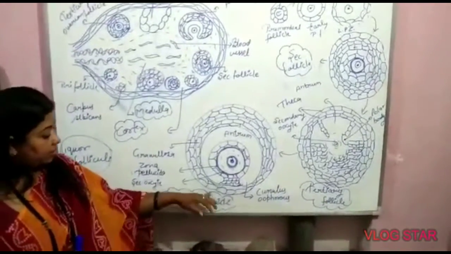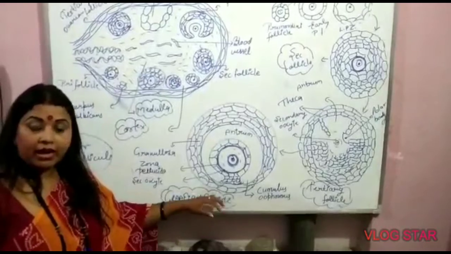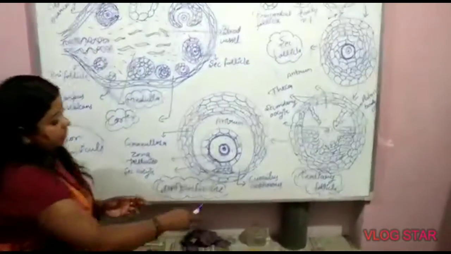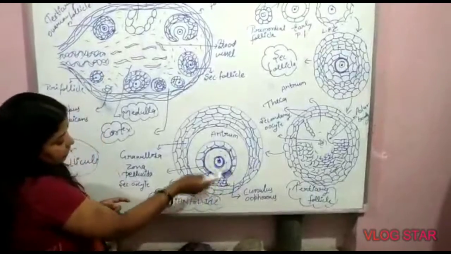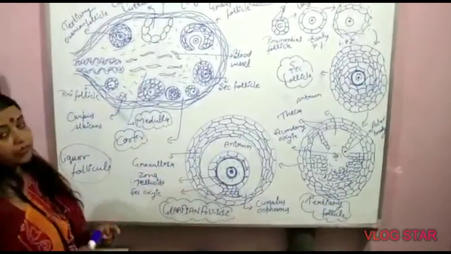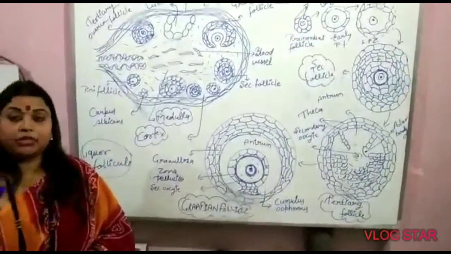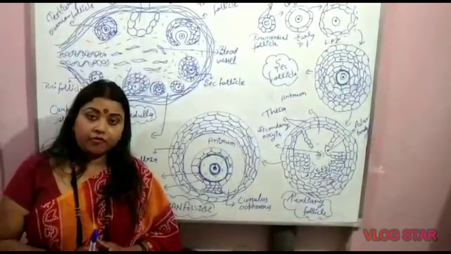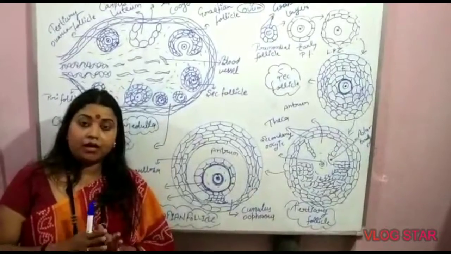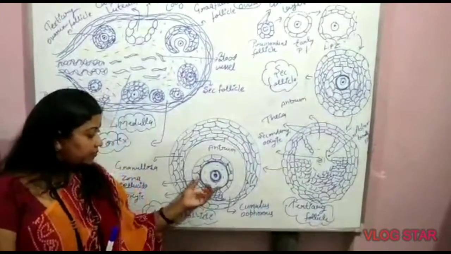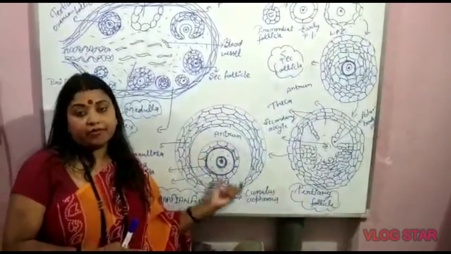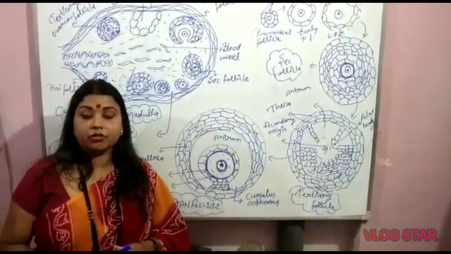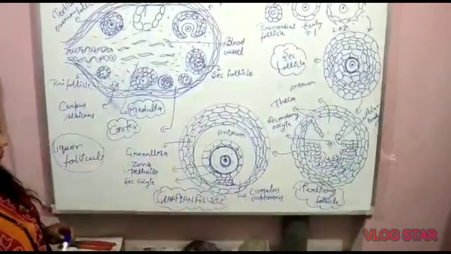Means the Graafian follicle ruptures at the middle of the menstrual cycle, that is the 14th day, and the ovum present inside the Graafian follicle is released from the ovary. That process is called ovulation. Clear? After rupturing of the Graafian follicle, the ovum is released, and that process is called ovulation. Clear?